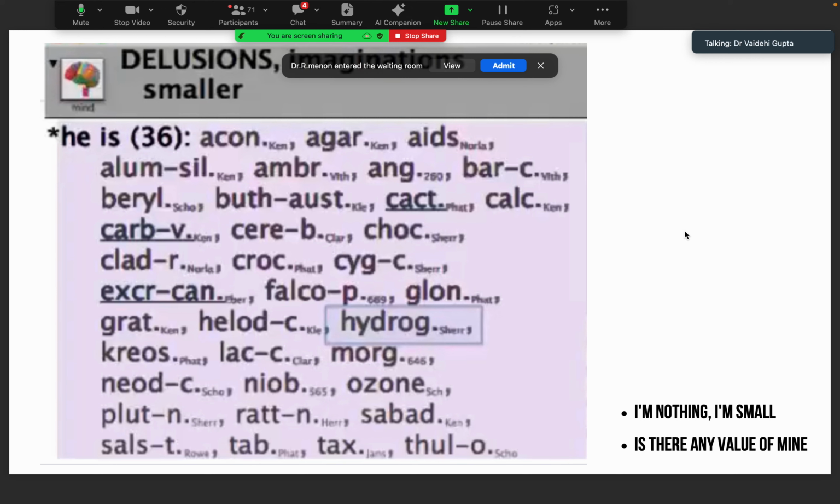There are some rubrics in the Complete Repertory. Delusion, imagination, smaller. There is a delusion that they are quite small. So they feel like, I am nothing, I am small, because the atomic number is very low. So they feel that they are nothing. Is there any value of mine in the family, among my friends, my colleagues, my neighbors? So they feel they are not that important to other people.